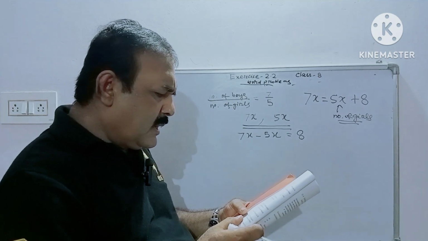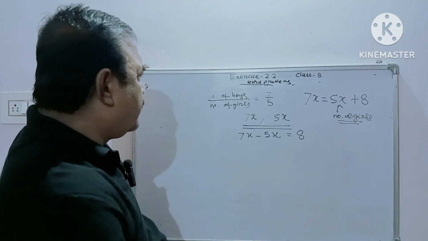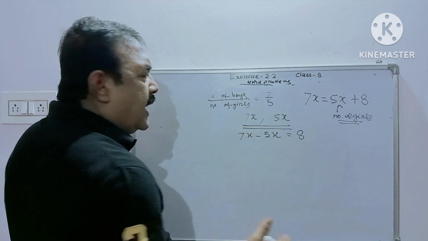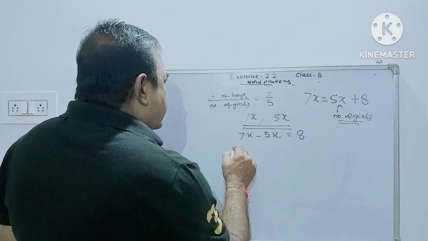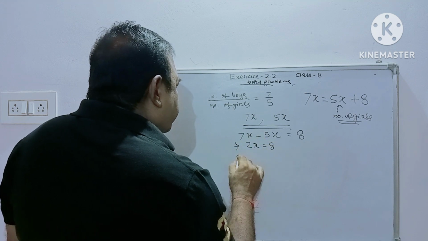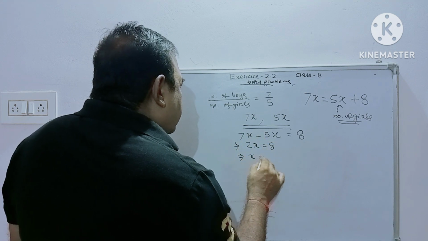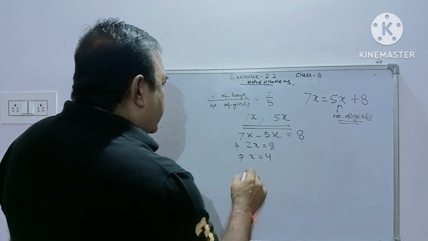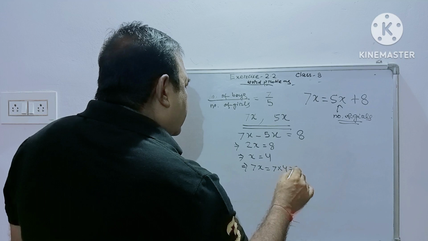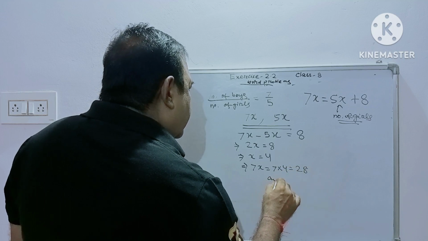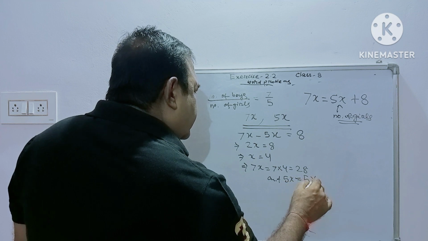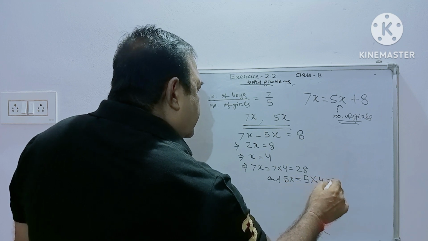So what is the total class strength? So we have to know the value of x, and from x we will know what is the value of 7x, what is 5x, and we will add them and get the sum. Okay. So that implies 7 minus 5, that is 2x is equal to 8. That implies x is equal to 4. That implies 7x is equal to 7 into 4, that is equal to 28, and 5x is equal to 5 into 4, that is equal to 20.